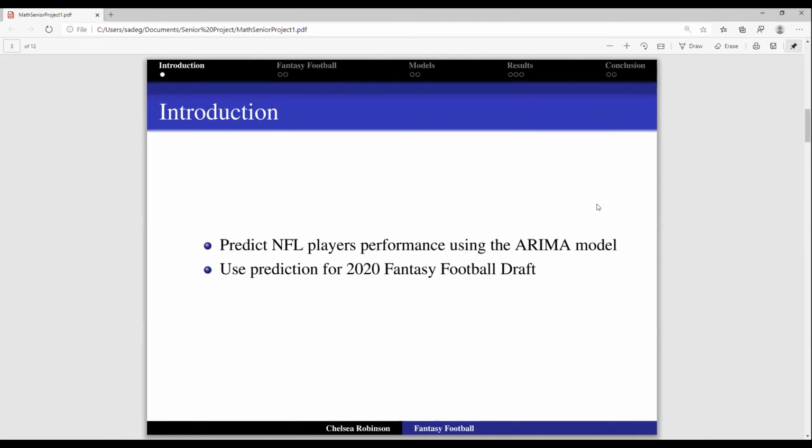The goal of my project was to develop a quantitative method of ranking players for the fantasy draft. So I used the ARIMA model to predict players' performance, and with this ARIMA model, I predicted the 2020 fantasy football draft. This project was a little personal for me because my dad plays fantasy football, and I was able to help him with the next year's draft.